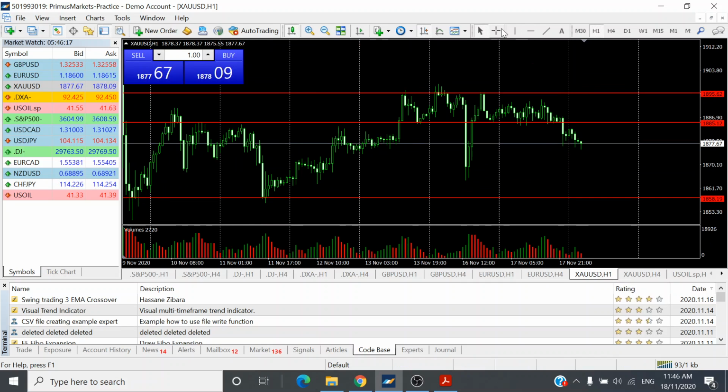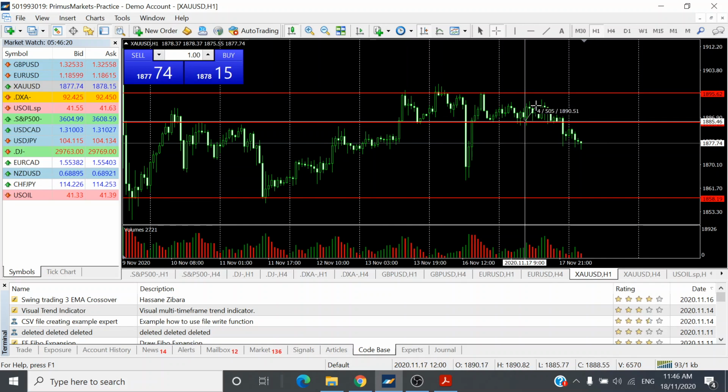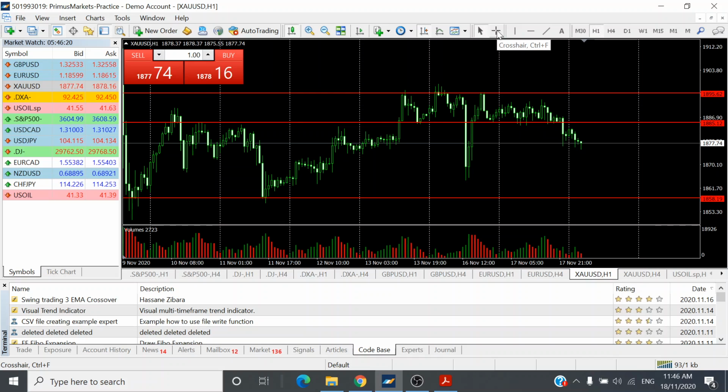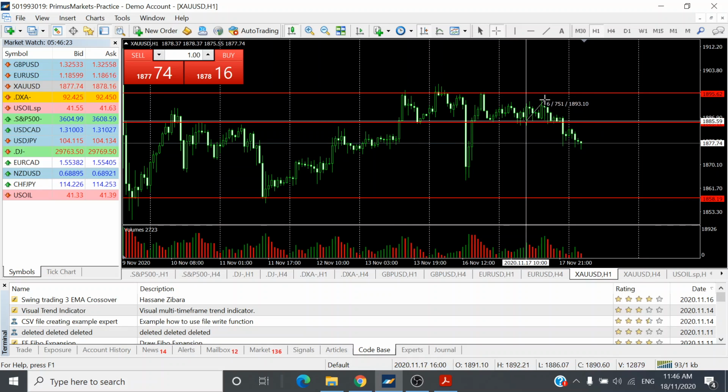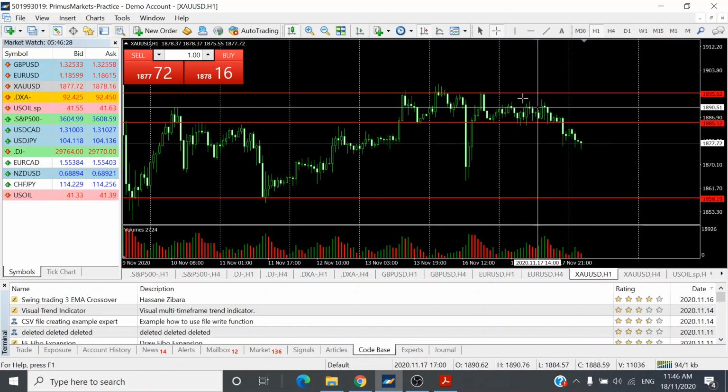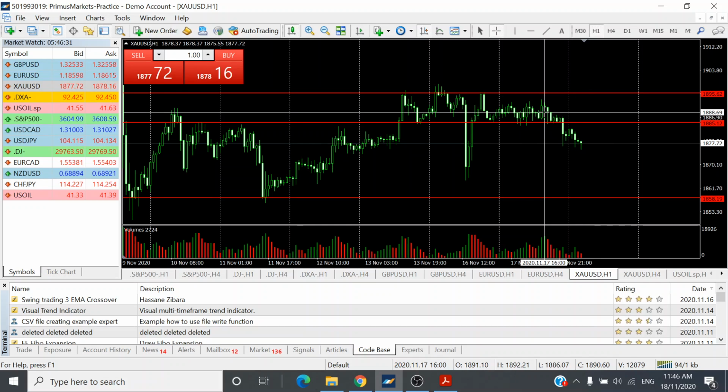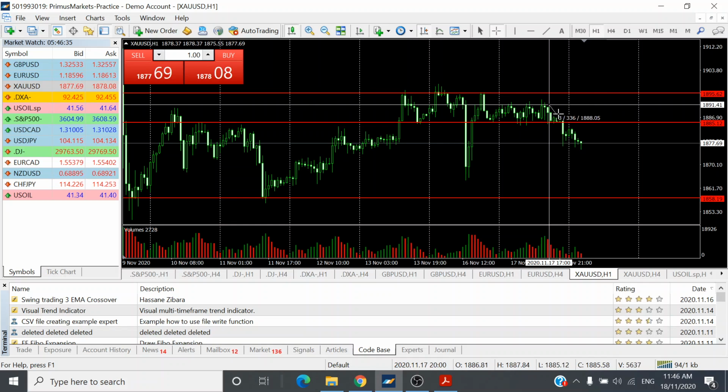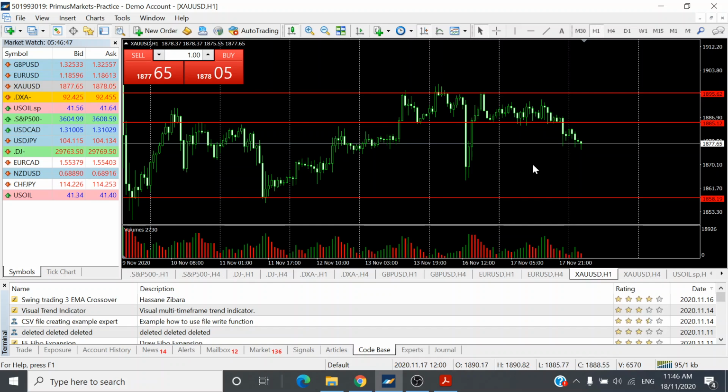Gold prices were also largely in the consolidative range yesterday, just trading within a 7 to 8 US dollar range, and only started to go down at about 10 p.m. yesterday. It moved down from 1891 all the way down to 1876, and this was a 15 US dollar movement. So again, markets are largely very quiet.